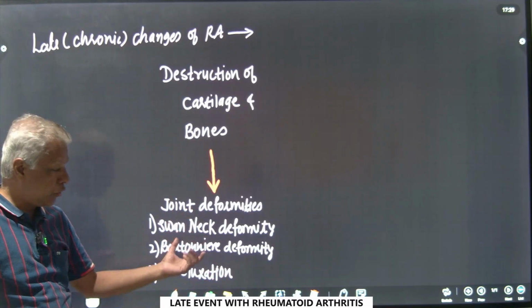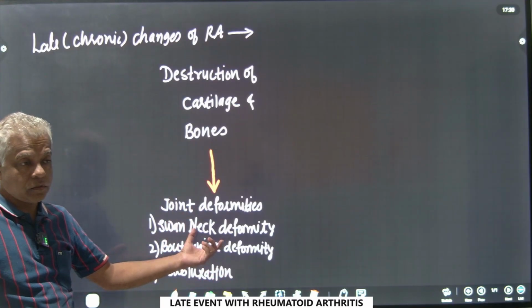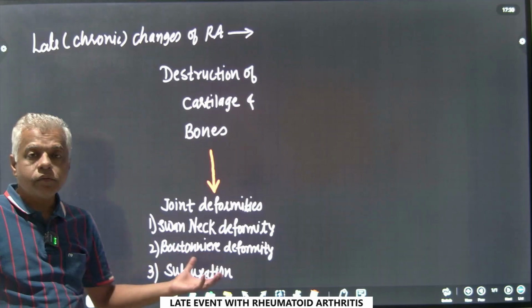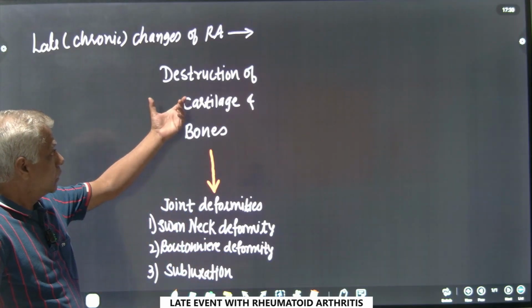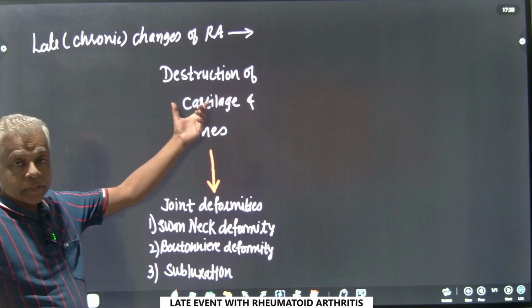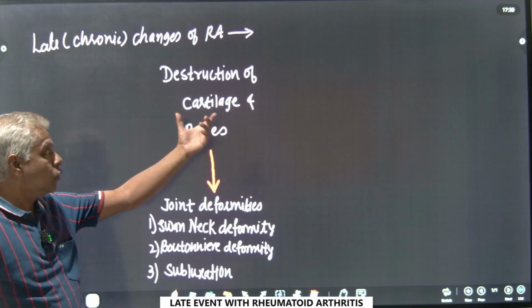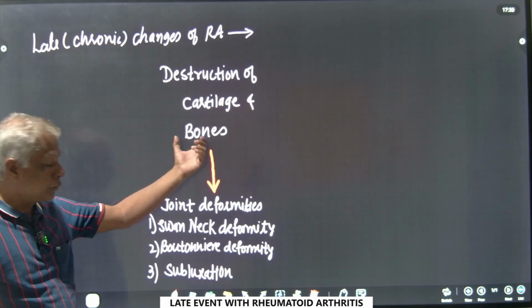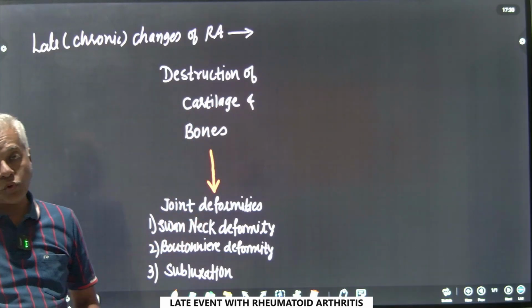We will see the meaning of these terms later on in the lecture, but the important thing is that in the late stage or chronic stage of the disease, there is a destruction of the cartilage and a destruction of the bone. It is leading to the joint deformities.